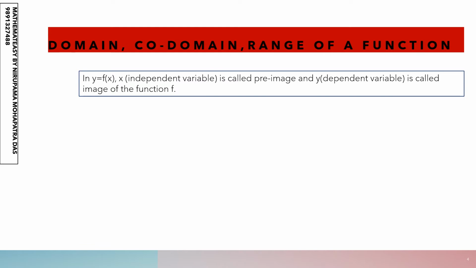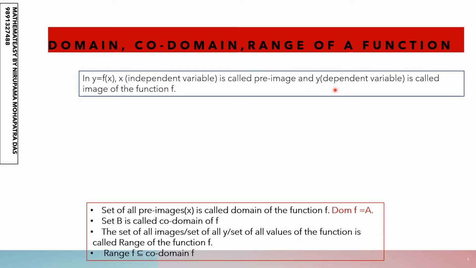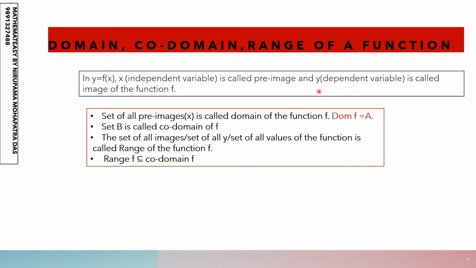Okay, next coming to domain, codomain and range of the function. Whenever we say y = f(x), x is the independent variable. That is also called the pre-image of the function. And y depends upon x, right? So y is called the dependent variable. The other name of the dependent variable is the image of the function.